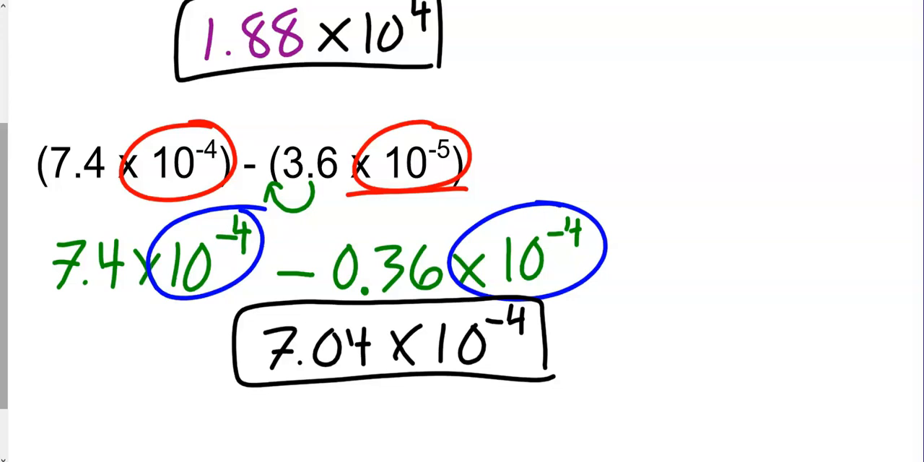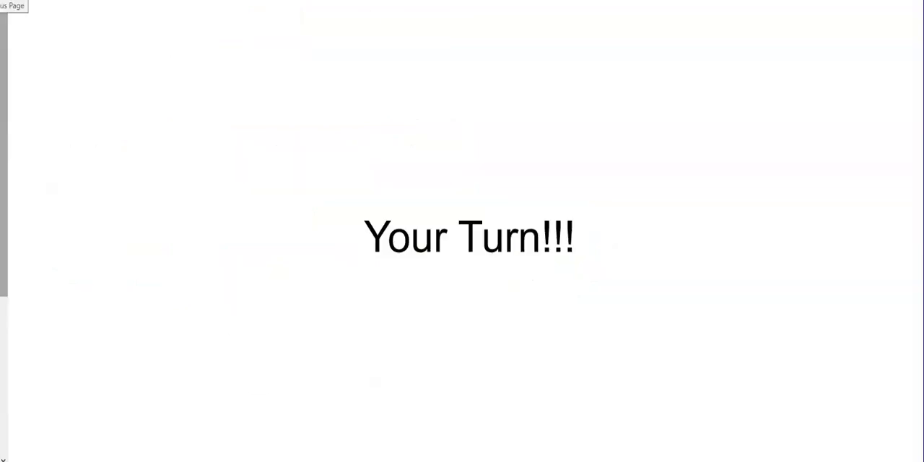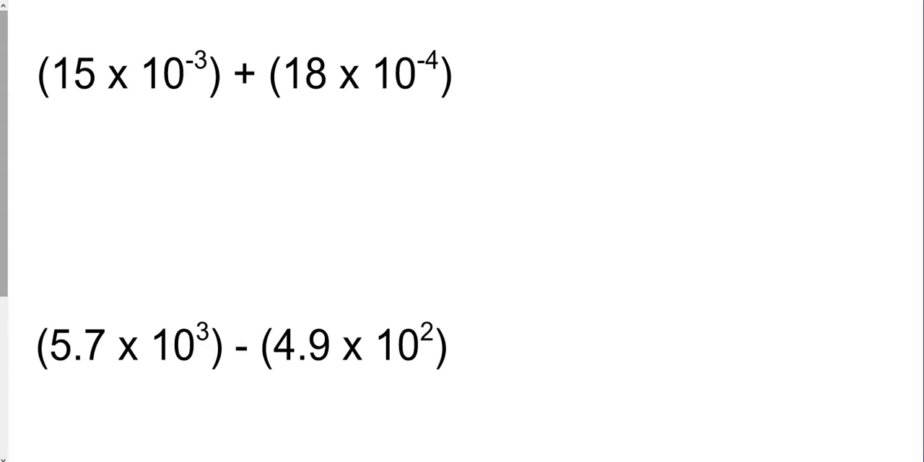As long as your times 10 to the exponents match, you can just add and subtract the numbers in front. If they don't match, you've got to take the smallest guy and bump it up a notch. So it's your turn. I've got two problems here where you're going to do some adding and subtracting. So here they are. Give them a shot.